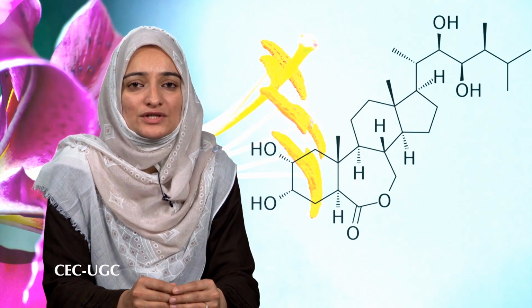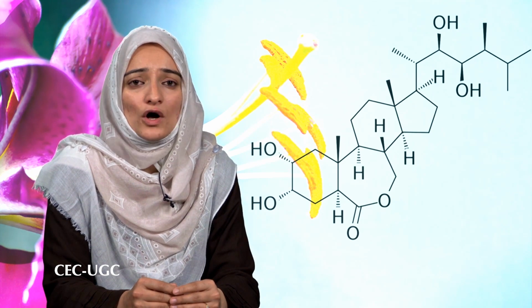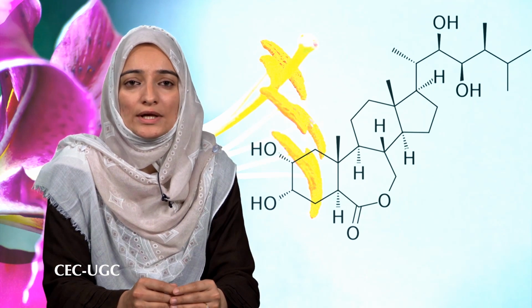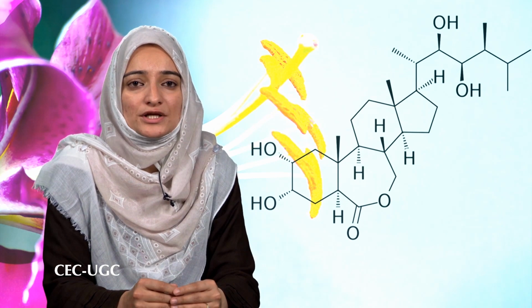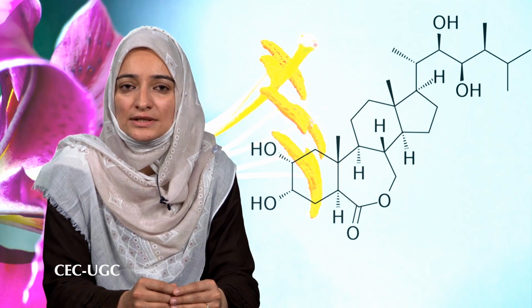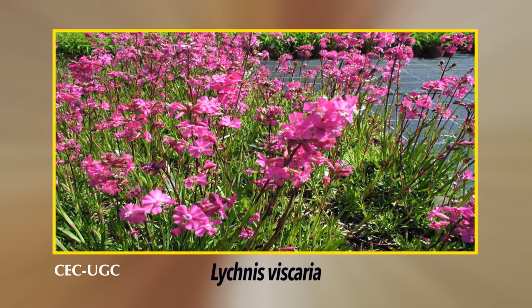Besides the above-mentioned role, brassinosteroids also play an important role in pollen elongation for pollen tube formation. Extract from the pollen of Lychnis viscaria contains a relatively high amount of brassinosteroids. Lychnis viscaria increases the disease resistance of surrounding plants.